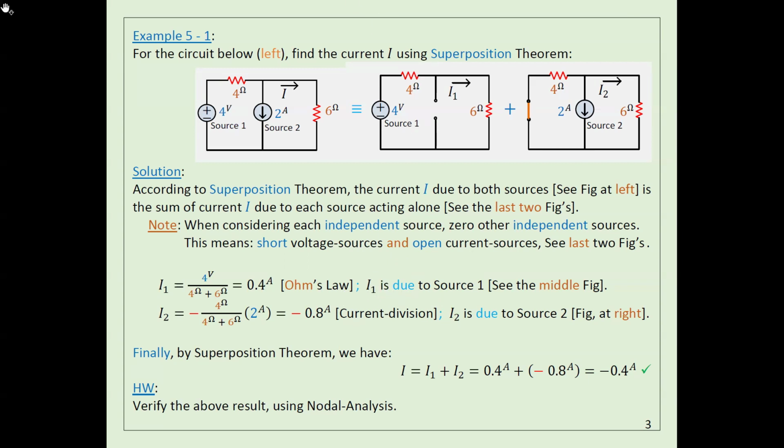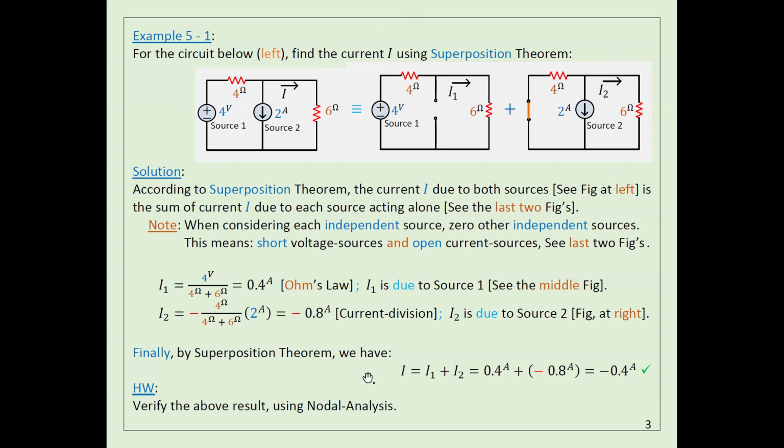Again, the direction is very important. So here, I want to calculate the current this way. I'm going to assume I1 is this way and I2 is this way. But what I found, I1 was positive, but I2 is negative. That means the current will be in the other way here.